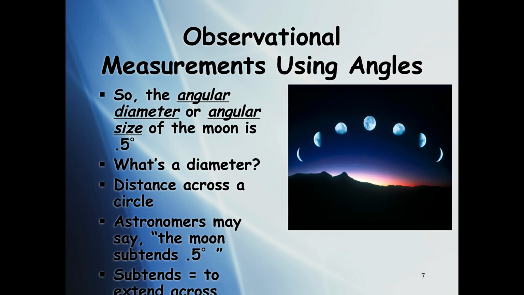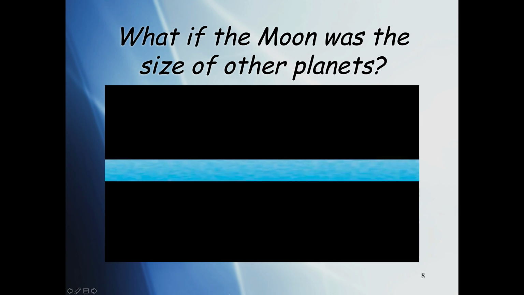What's all that jargon boil down to? The moon's a half a degree across in the night sky. But subtends is a word that you should be familiar with, because it'll pop up from time to time. So if we're looking at the size of the moon in the sky, and we're saying it's a half a degree, what if other things were our moon? Or maybe another way of saying that is, what if our moon was the size of other things? Let's take a peek here.